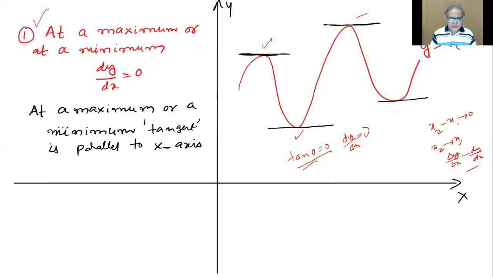So one statement: at a maximum or a minimum, the tangent is parallel to the x-axis, therefore dy by dx is 0. If some function was just going on increasing like that, you don't have a maximum or a minimum. It will be called an increasing function or a decreasing function. But we are interested mostly in these maximum and minimum values because many times we keep getting that in physics.